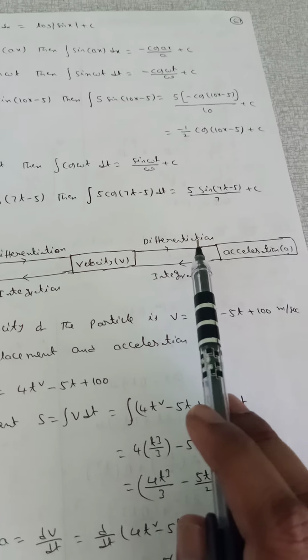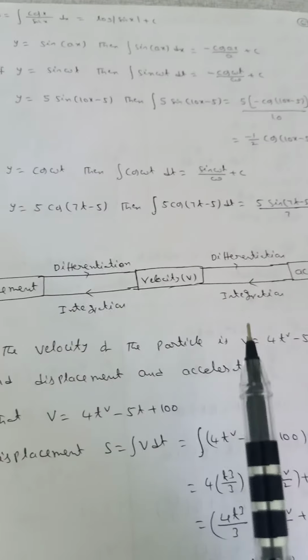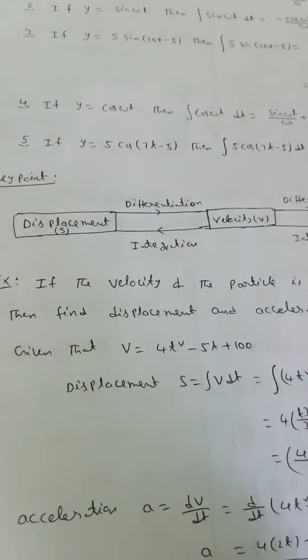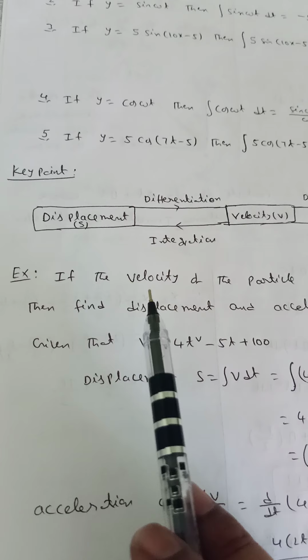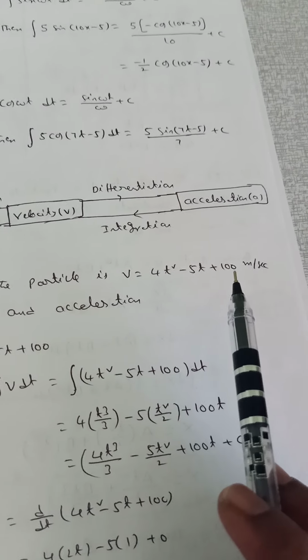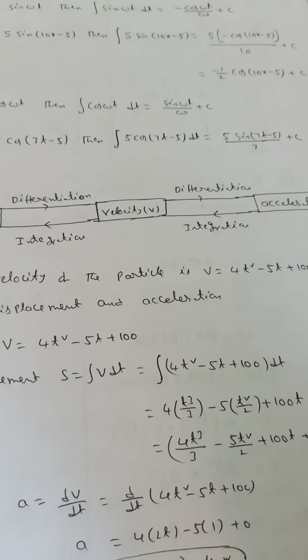This is the reverse process of differentiation, called integration. Now some examples will be discussed. If the velocity of a particle is v is equal to 4t square minus 5t plus 100 meter per second, then find the displacement and acceleration.